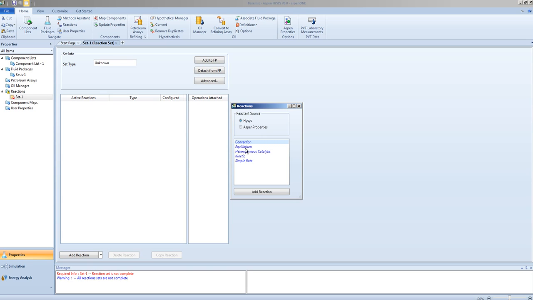Equilibrium reactions consider temperature and pressure to determine the equilibrium position the reaction is taking place in for reversible reactions. That means that as the temperature and pressure change, the reaction can shift more to the left or to the right, and HYSYS will determine what the equilibrium position is.